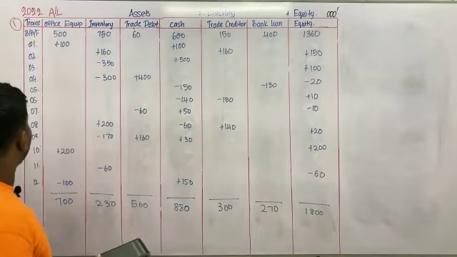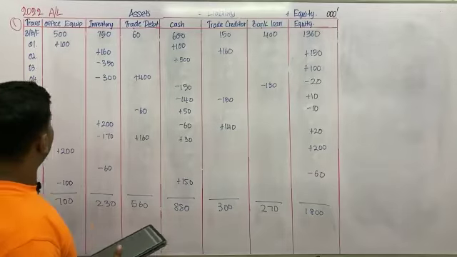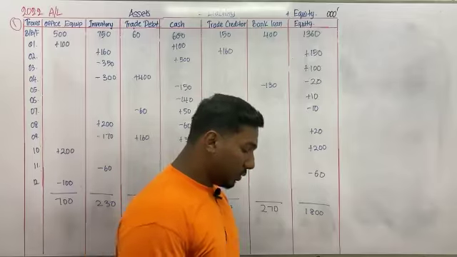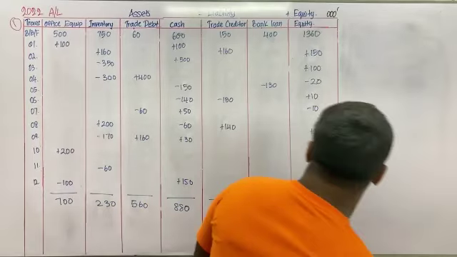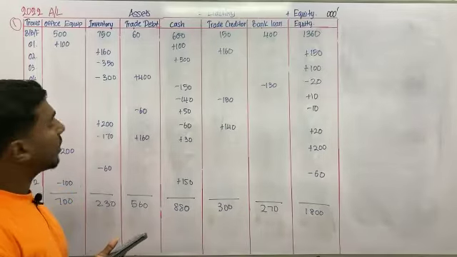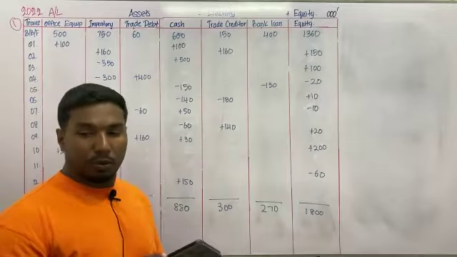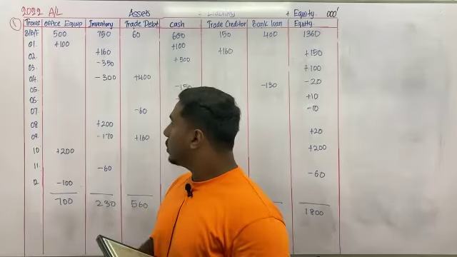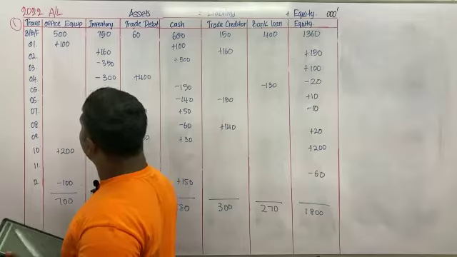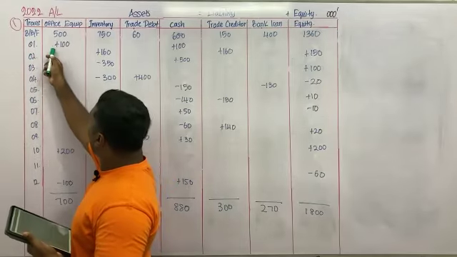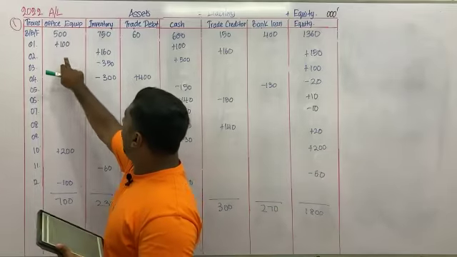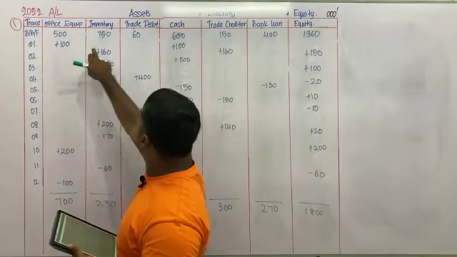So now what we have to do, we have to describe the transactions 1 to 12. So if you have a question like this, what we have to do, just describe it. How to do that? Just look at the numbers in the transactions 1 to 12. So in the transaction number 1, office equipment is increasing 100. Okay. Office equipment increasing 100.